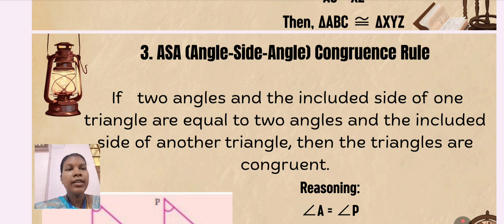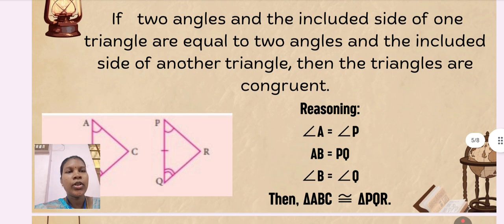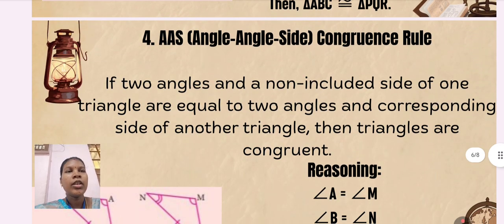ASA means angle, side, angle. If two angles and the included side of one triangle are equal to two angles and the included side of another triangle, then the triangles are congruent. Reason: angle A is equal to angle P, AB is equal to PQ, angle B is equal to angle Q. Then triangle ABC is congruent to triangle PQR. Then going to fourth property.